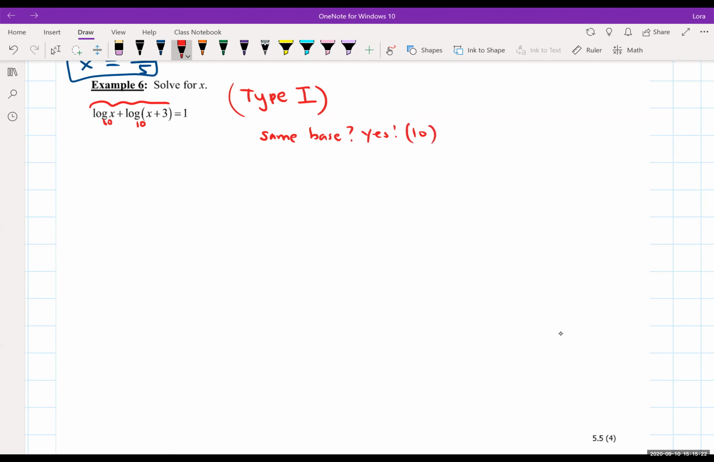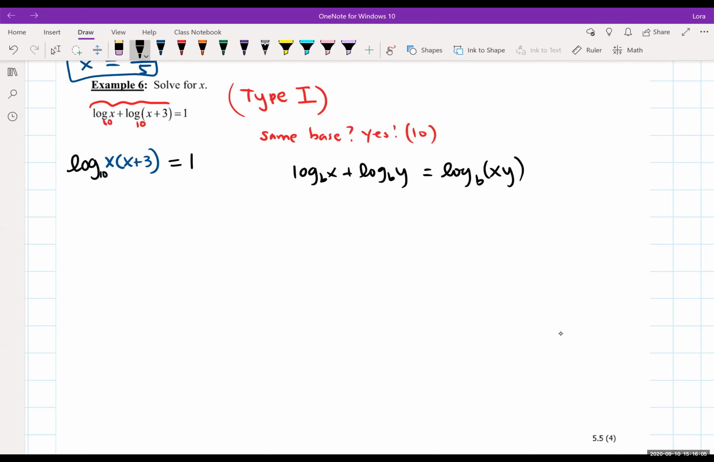If you notice that they have the same base, you can now incorporate properties. If you remember, if you have a sum of two logs, log base b of x plus log base b of y, you can condense into a single log where the arguments end up being multiplied. That is the property we are going to apply. I'm going to convert this left-hand side, log base 10, and the arguments will be multiplied. So we have x times x plus 3, a single log, still equaling 1.